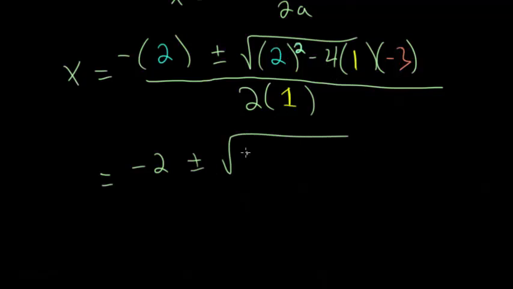We have 2 squared, which is 4. Then we have minus 4 times 1 times negative 3. And minus 4 times minus 3 would be a positive 12. And then times 1 would still keep it at 12. So the net result of minus 4 times 1 times minus 3 would be a positive 12. Those two negatives canceled each other out. And then all this divided by 2 times 1, which is 2.